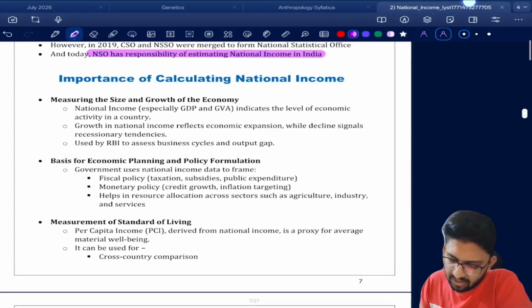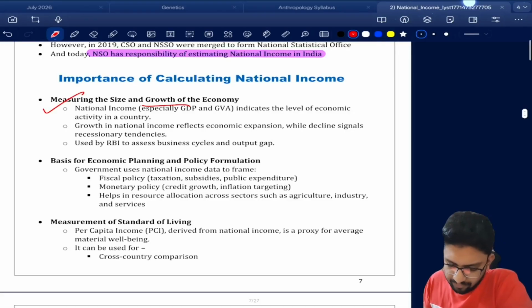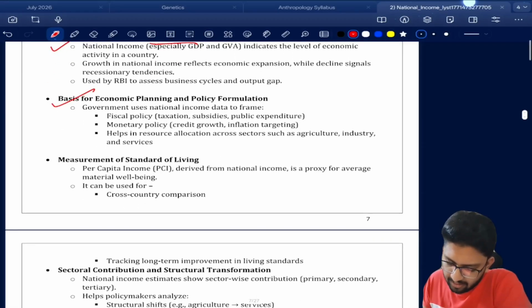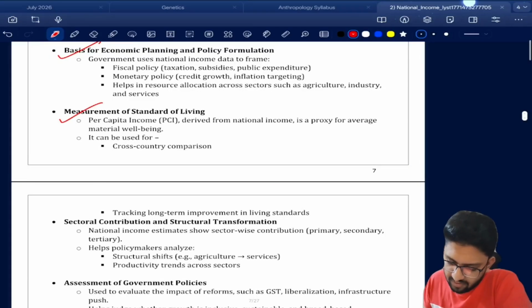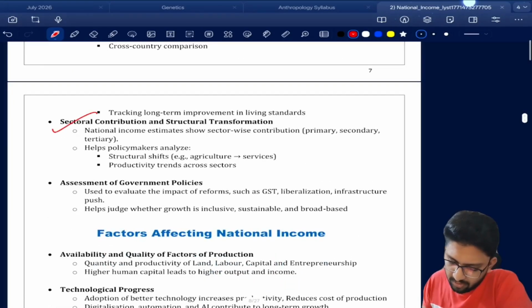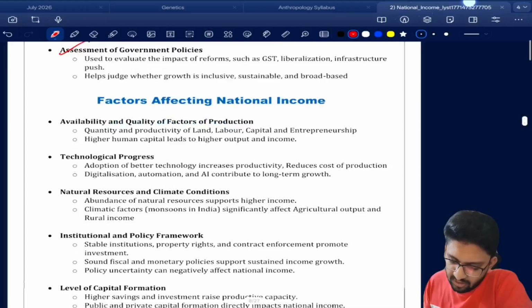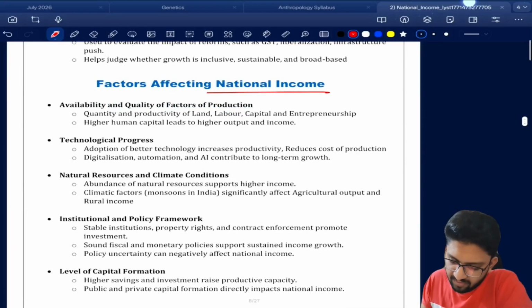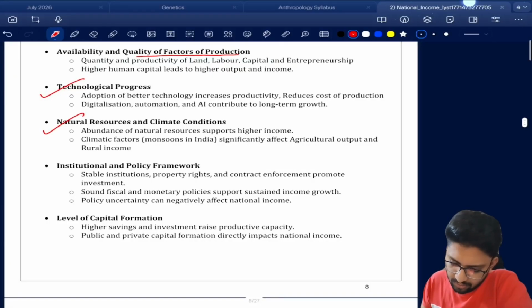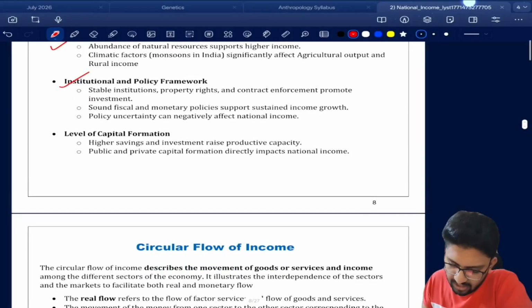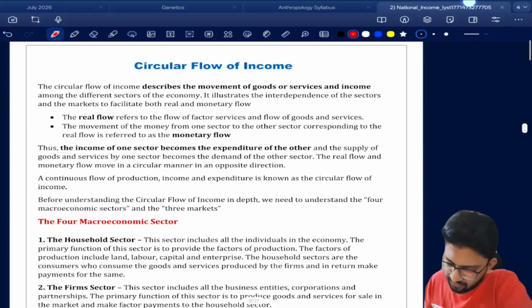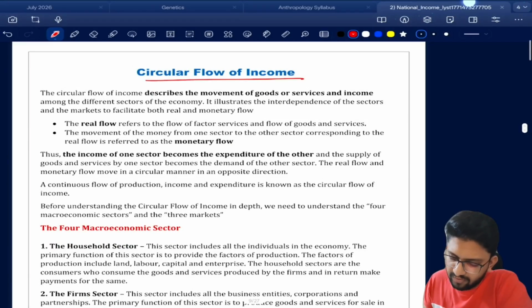Importance of calculating national income: measuring size and growth, basis of economic planning, measurement of standard of living, sectoral contribution, assessment of government policy. Factors affecting national income: availability and quality of factors of production, technological progress, natural resources, institutional and policy framework, level of capital formation. Circular flow of income.